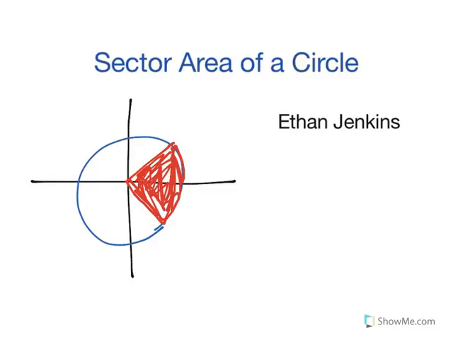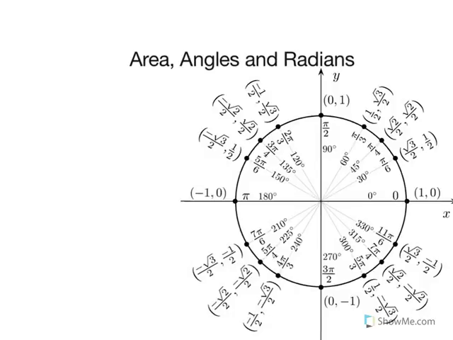In this video, we'll be looking at how to find the sector area of a circle. The first thing you're going to need to know when finding the sector area is the equation for the area of a circle, which is A equals pi r squared.